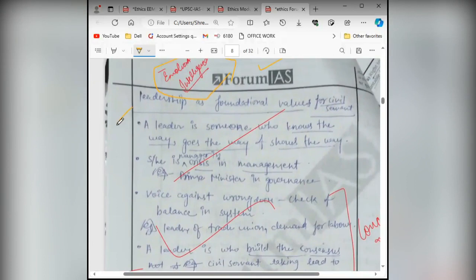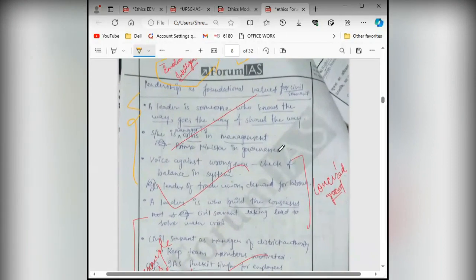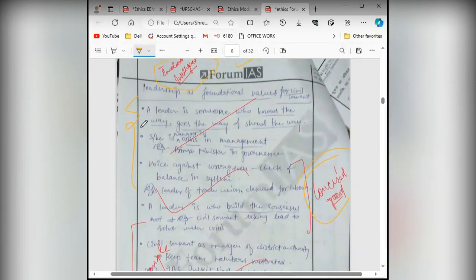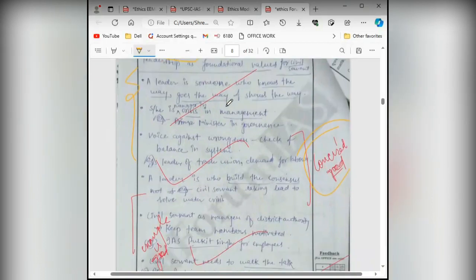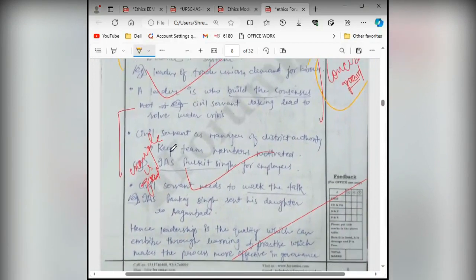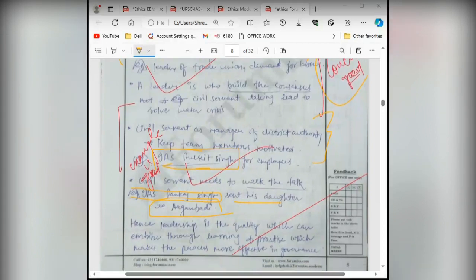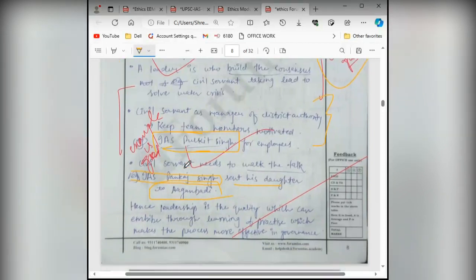Then she has mentioned some of the values here. She was really good with concise material. She always used to write in a concise manner, and that is also a reason she could clear the mains. Then you can see the use of real life examples, like keeping team members motivated, as Pulkit Sim. She has added one example. Likewise, she has given another example of Pankaj Singh sending his daughter to Anganwadi, just to bring in the social attitude. There are some examples, and hence she concluded this topic.